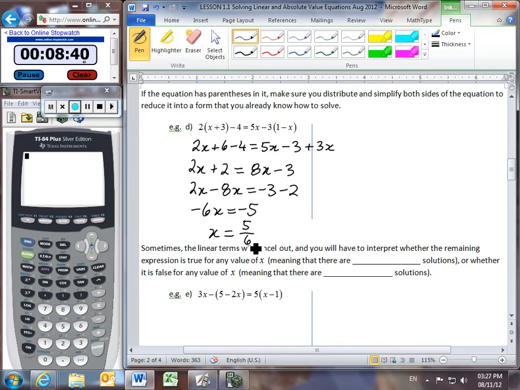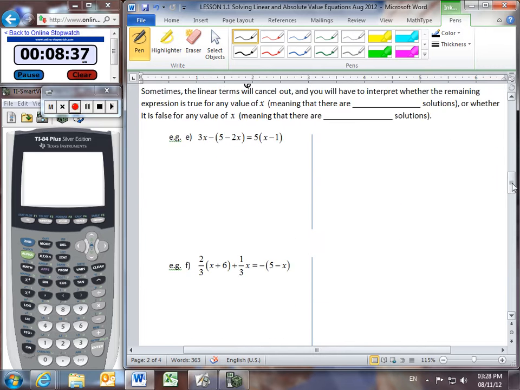Sometimes the linear terms will cancel out, and we have to interpret the meaning of the remaining expression. So if the remaining expression is true for any value of x, for example, if you had something like 5 equals 5, you'll notice that all of my x's are gone, but I have an expression that will be true for all values of x. Well, all values of x, that must mean that there are infinitely many solutions. And those infinite solutions in this situation, we could describe them as saying that they are all real numbers.